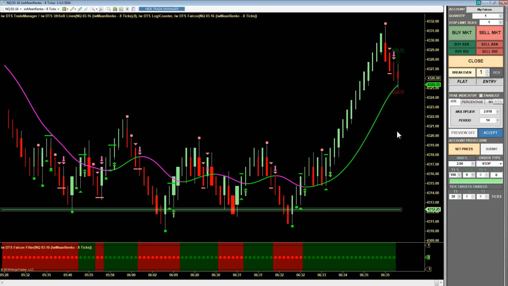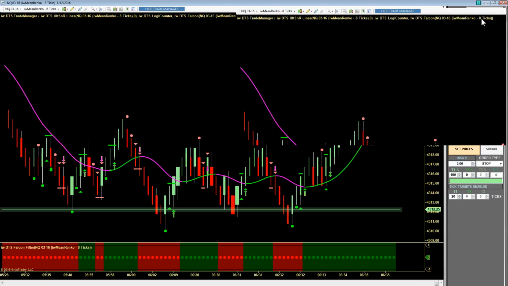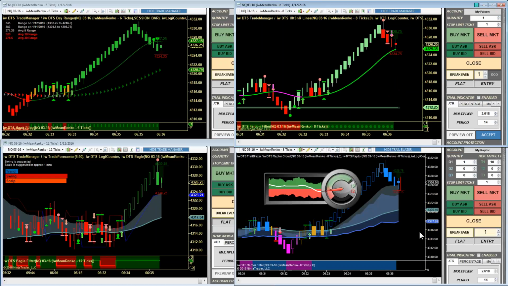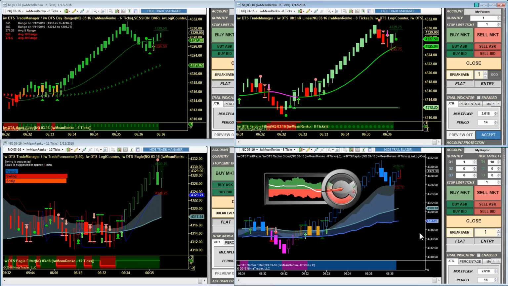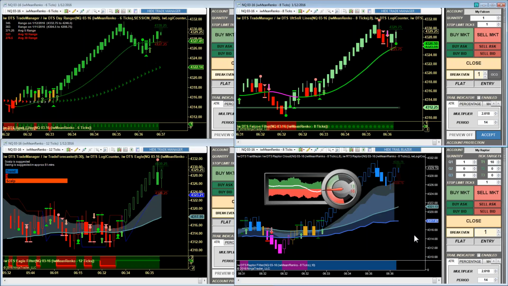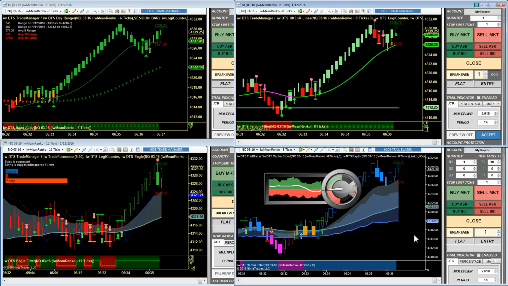So it's still a little early. Right now it does look like the market is a little bit more bullish. But we'll see how this shapes out. Very little structure here at the moment.